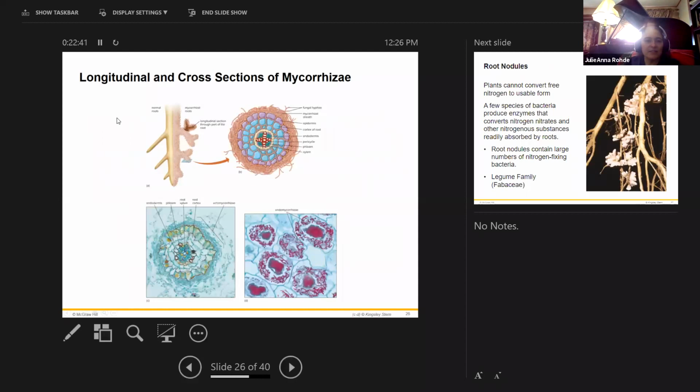Okay, so this is going to be our picture here of what's going on. Whoops, I went too far. There we are. So this is the root, and this is the mycorrhizal roots.